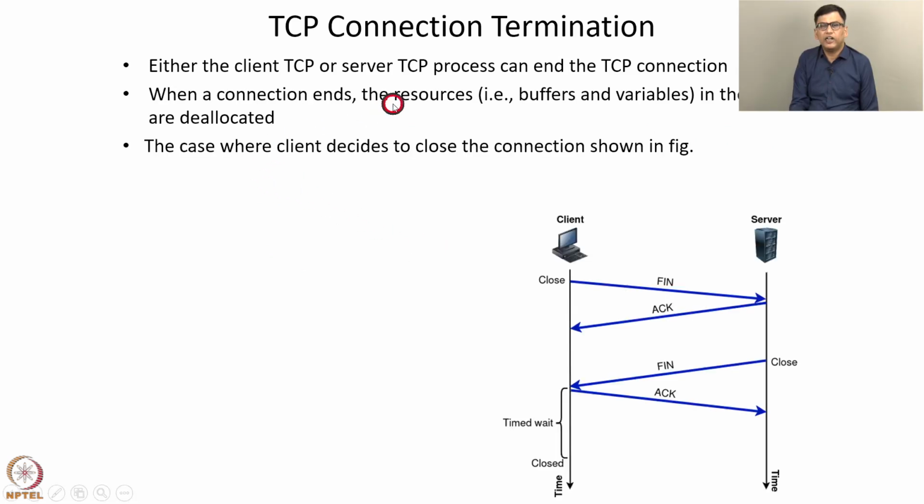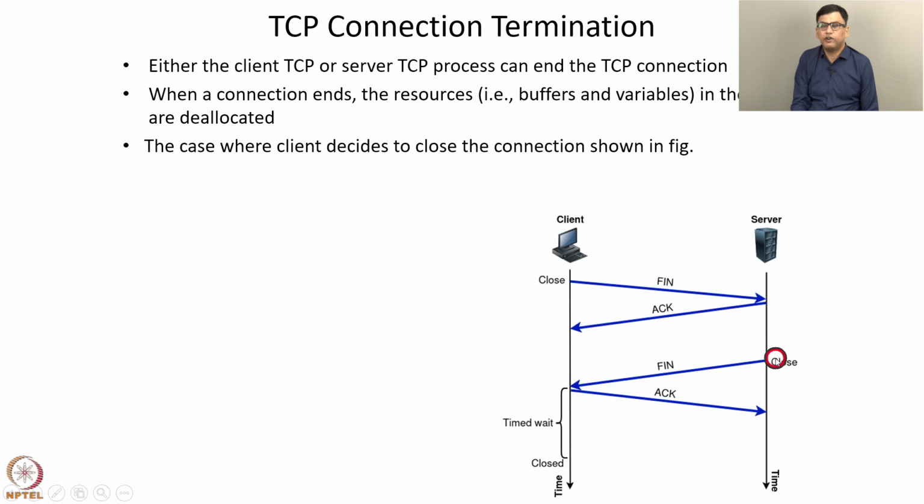So either the client or the server can decide to close the connection first. The case where the client decides to close the connection is shown in this figure. The client sends a TCP packet to the server in which the FIN flag is 1. FIN stands for finish. So the FIN flag is 1, which indicates that the client wants to close the connection. Then the server sends an acknowledgement for this FIN packet.